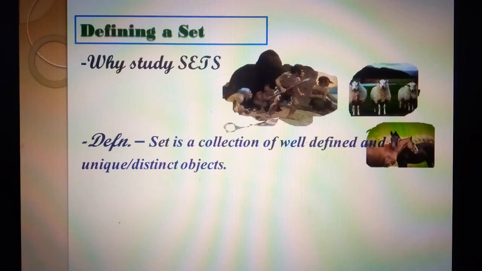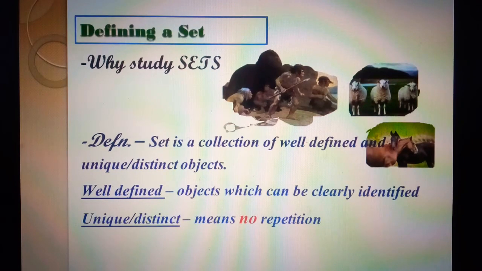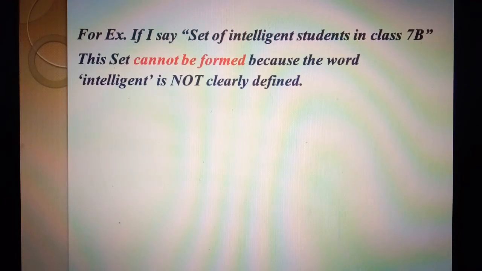Here we have two important terms. One is well-defined, which means objects which can be clearly identified. And we have another thing which is unique or distinct, which means that the elements should not be repeating. So let's consider an example. For example, if I say set of intelligent students in class 7B. Now this set cannot be formed because the word intelligent is not clearly defined.